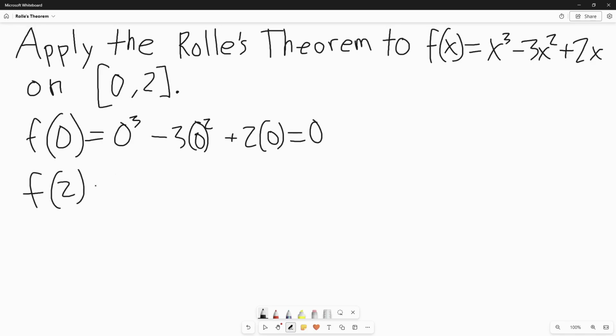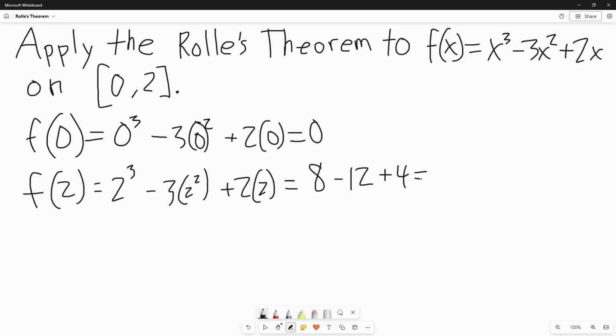Now time for f of 2, we get 2 cubed minus 3 times 2 squared plus 2 times 2. This is equal to 8 minus 3 times 4, which is 12, plus 4, which is also equal to 0, which means that we can apply Rolle's theorem to this because f of a is equal to f of b. They're both equal to 0. And again, we have to find the derivative and set it equal to 0. So f prime of x equals 3x squared minus 6x plus 2.